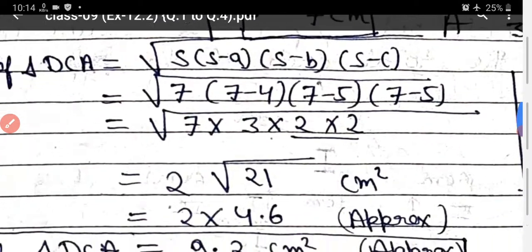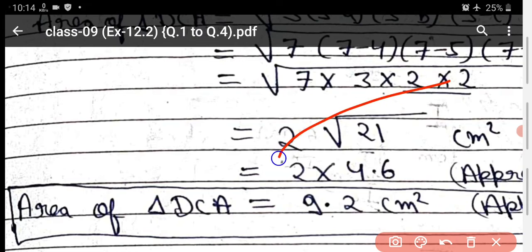So 2 comes outside, and 7 and 3 remain inside. 7 times 3 is 21. So your answer is 2 under root 21 centimeter square. If the question asks only about the area of this triangle, then you leave it as it is. But you have to add this area to the other triangle to get the area of the quadrilateral.